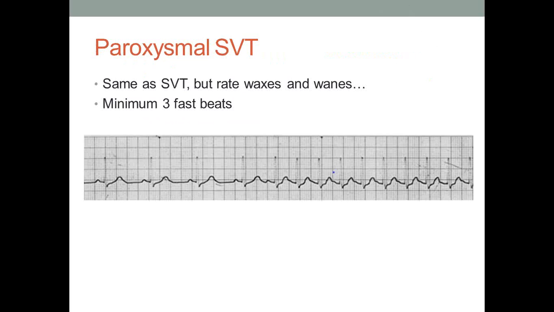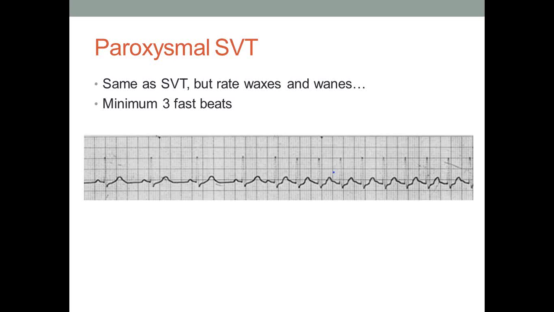Paroxysmal SVT is the same as SVT, but it sort of waxes and wanes. So you're going to go from a normal sinus rhythm into an SVT. Notice the transition from normal sinus, which is here, to the SVT: the distance between those QRS complexes gets shorter. Here we still have a P wave, but at this point our rate is so fast that we can't see that P wave. It's now buried in the T wave.